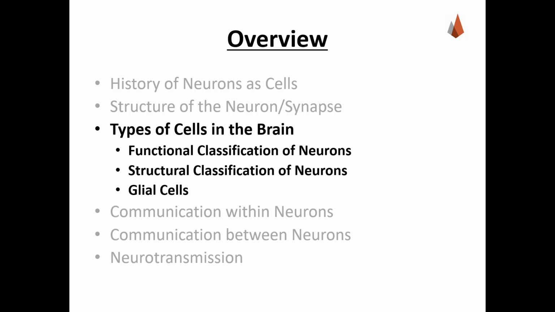So we've talked about the history of neurons as cells, Ramón y Cajal. We've talked about the basic general structure of the neuron and the general structure of the synapse. Now we can talk about the different types of cells in the brain and the functional and structural classification of neurons, and then we'll talk about glial cells, and that'll do it for this lecture.